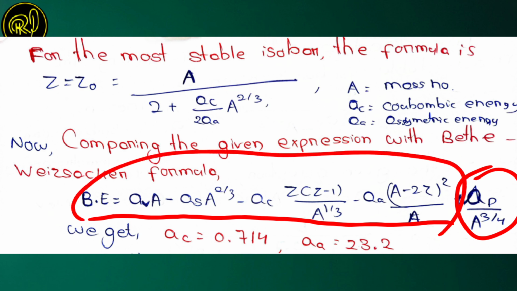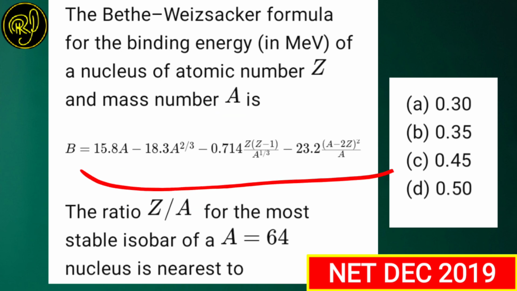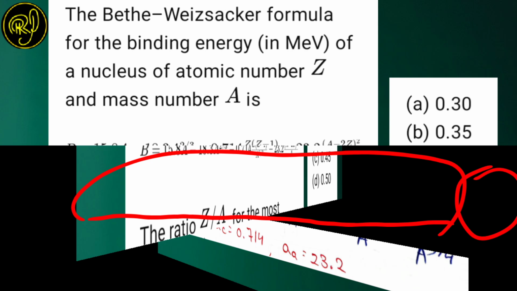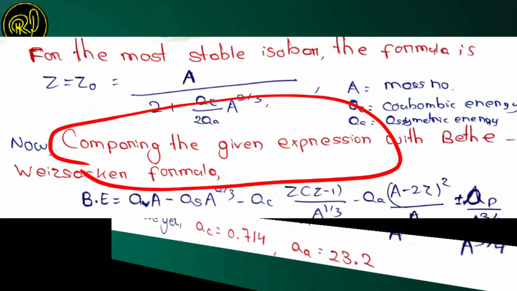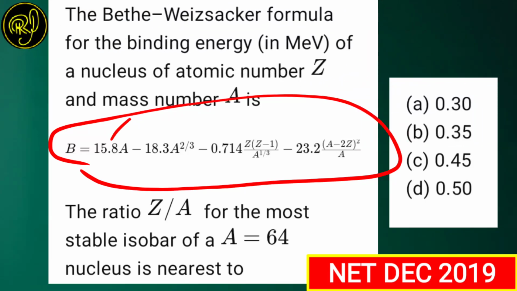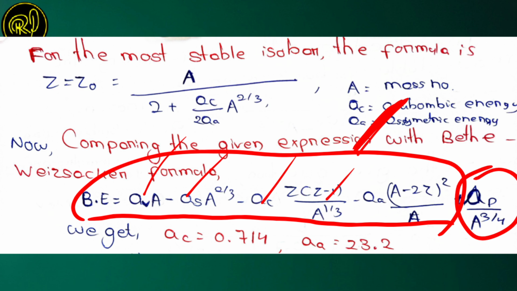For the Bethe-Weizsäcker formula, now we will compare this formula with the given equation. In the given equation in the question, and this general formula, you will compare all these terms, then you will get that the Coulombic energy term is equal to 0.714 and the asymmetric energy term is equal to 23.2.